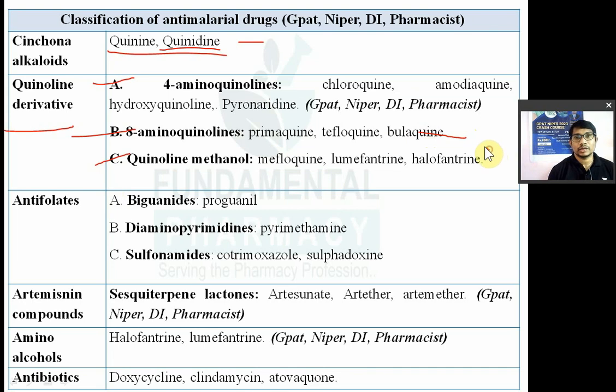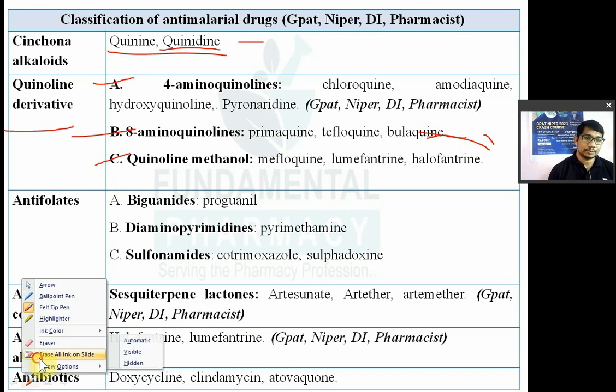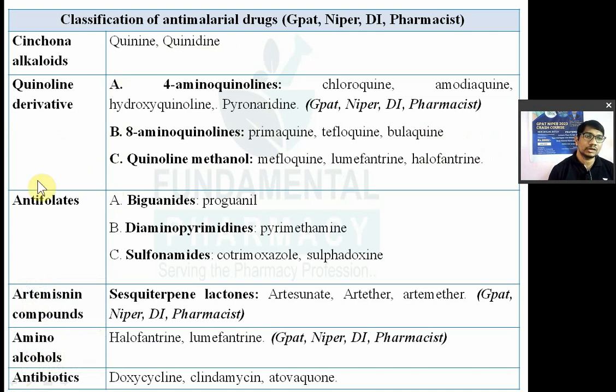Questions have come on this, brother. A question on 8-aminoquinoline derivatives has come in GPAT. Primaquine is an 8-aminoquinoline derivative. A question on primaquine has come at least 2-3 times. Primaquine is an 8-aminoquinoline derivative and it is an oxidant drug. It can cause hemolytic anemia in a patient who is deficient in glucose 6-phosphate dehydrogenase. A question has come.